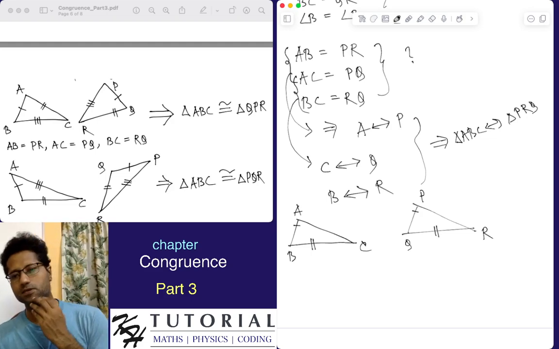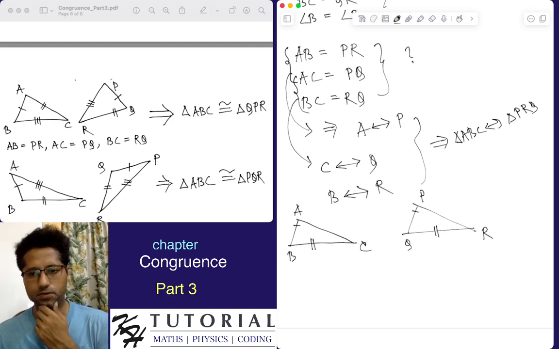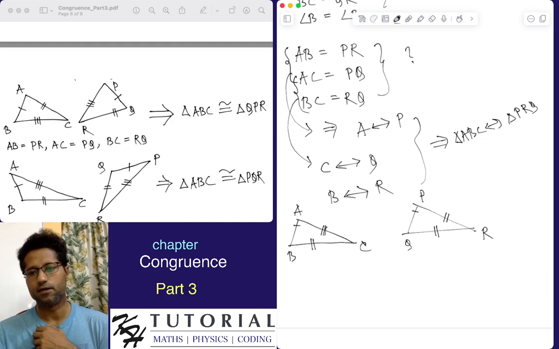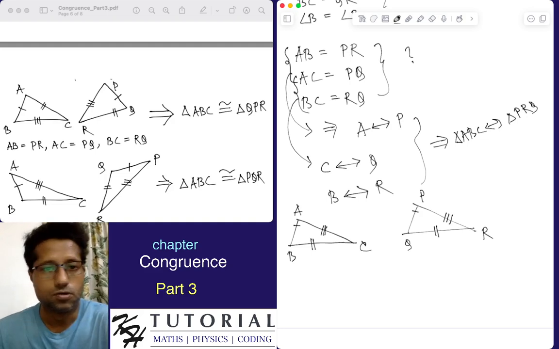So this means that AB is equal to PQ and QR is equal to BC, and if at all AC is equal to PR, I will use a triple dash. So this way the number of dashes will increase. In a triangle there can be only 3 sides, so three dashes are used.